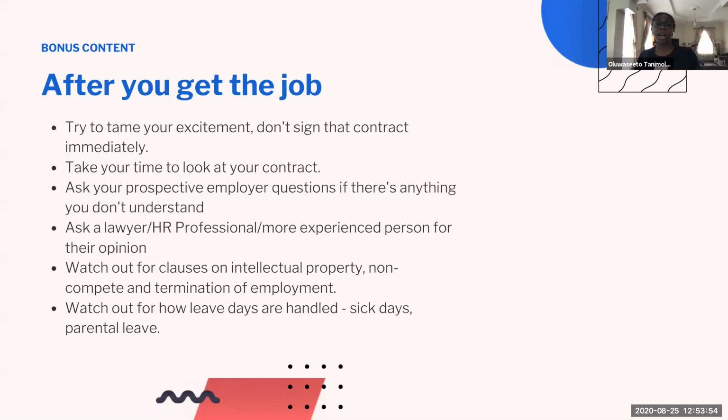Then watch out for how leave days are handled, sick days and parental leave. All these are important things. Watch out for how they are handled. If they're not taking your leave seriously, then please, it's not worth it, because you don't want to die in the process of that work.